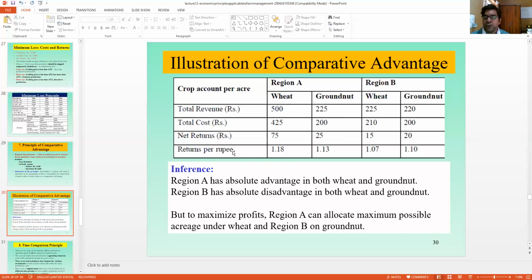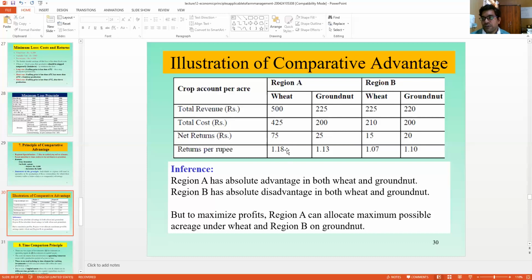Now, when you look at comparative advantage, it means what? Where the region should specialize. So the region should specialize in that crop where the returns are maximum. So when compared to groundnut, for region A, the returns are maximum in case of wheat. Again, now you see here, when compared to wheat, in region B, returns are more in groundnut.